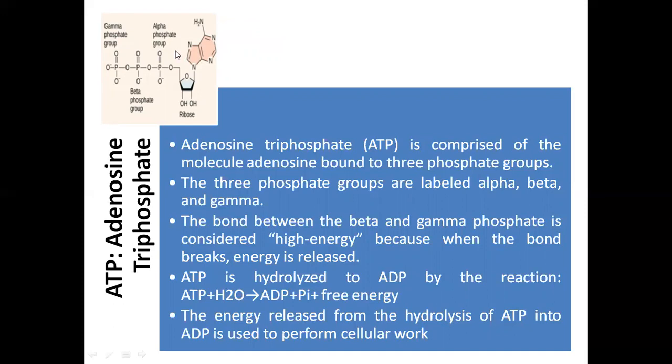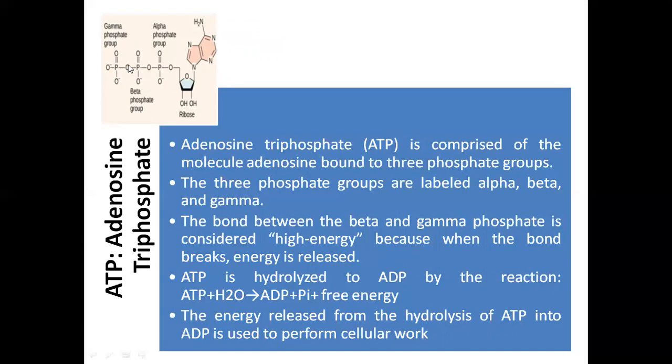Adenosine triphosphate is comprised of the molecule adenosine, and three phosphate groups, one, two, three. These three phosphate groups are named alpha, beta, and gamma. The bond between these three phosphate groups is actually responsible for producing energy.